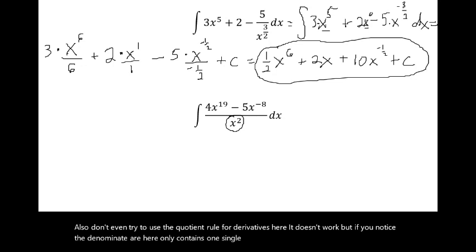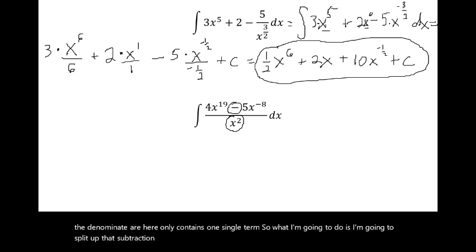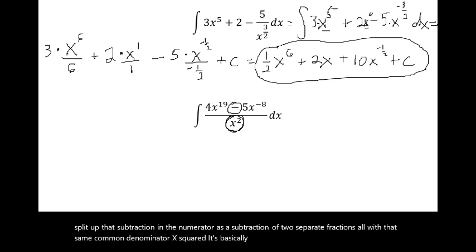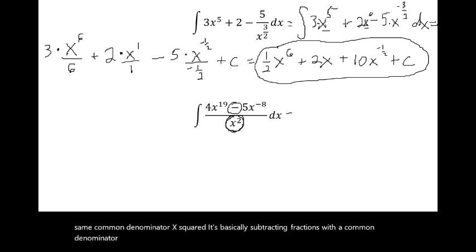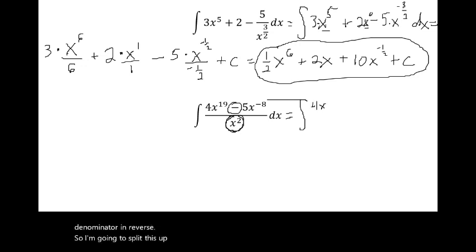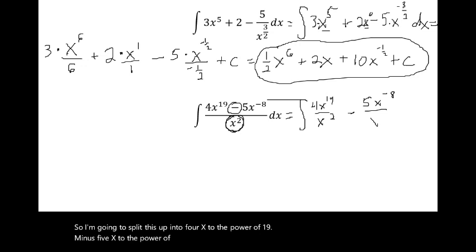So what I'm going to do is I'm going to split up that subtraction in the numerator as a subtraction of two separate fractions, all with that same common denominator, x squared. It's basically subtracting fractions with a common denominator in reverse. So I'm going to split this up into 4x to the power of 19 over x squared minus 5x to the power of -8 over x squared dx.